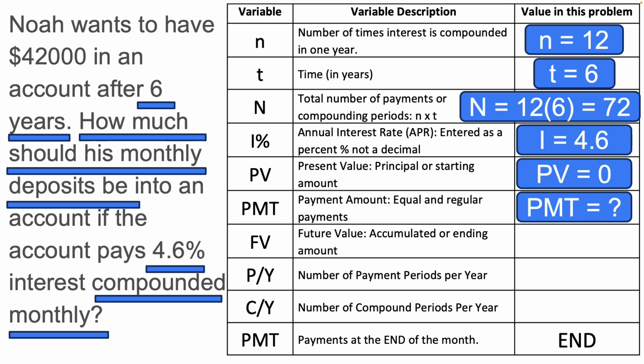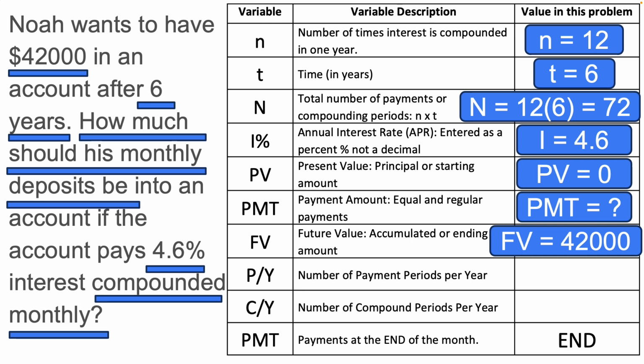The future value is the accumulated or ending amount. Toward the beginning of the problem, it says Noah wants to have $42,000 in the account. So our future value is $42,000. But because this is a cash value, we have to think about the cash flow. Since this is money that will eventually be paid to Noah, this is a cash inflow. So future value should be positive 42,000.